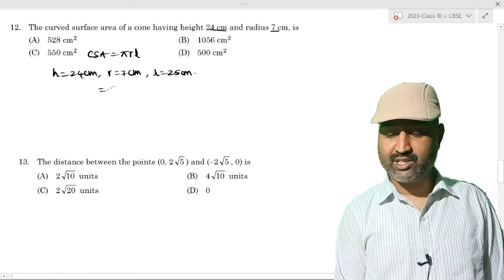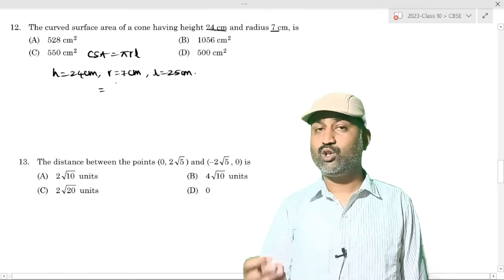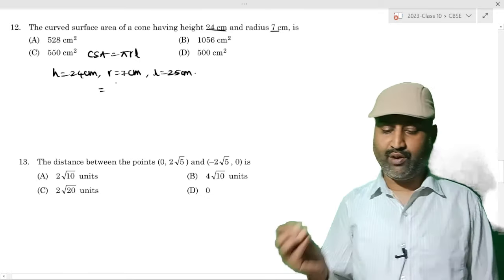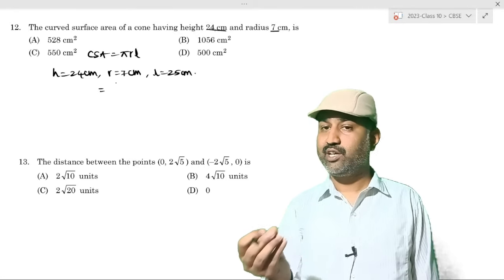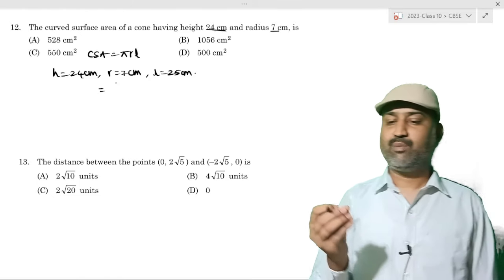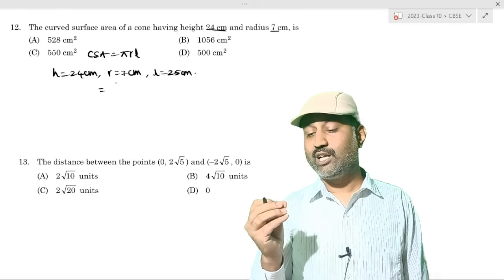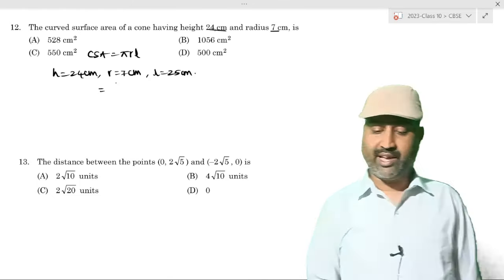24 square plus 7 square is what? 25 square. Therefore, L is 25. Remember this Pythagorean triplet you learnt in 8th standard. Remembering some important Pythagorean triplets helps you ultimately in any exam. Here L is 25.